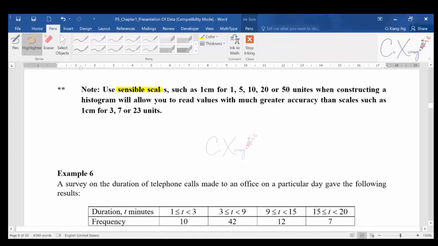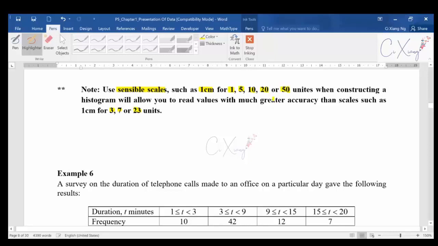What's the meaning of sensible scales? To me, I will call it a good scale or good value, such as 1 cm for 1 unit, 1 cm for 5 units, 1 cm for 10, 1 cm for 20, or 1 cm for 50 units, rather than a very weird value like 3, 7, 23 units. So try to use 1, 5, 10, 20, or 50.